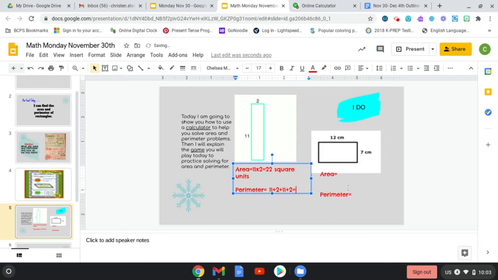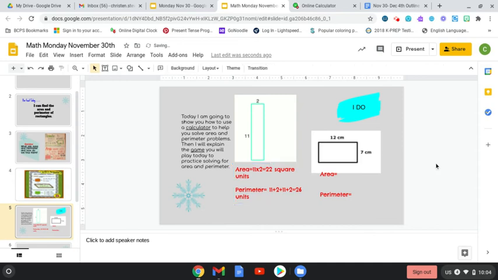And again, I can use my calculator for that. I don't have to, but I can. So I know 11 and 2 is 13. And I know that's another 13. So that would be 26 units. So that's the perimeter. And as you can see, the area and perimeter are not the same. It can be the same if they're talking about the same shape, but they're not the same.